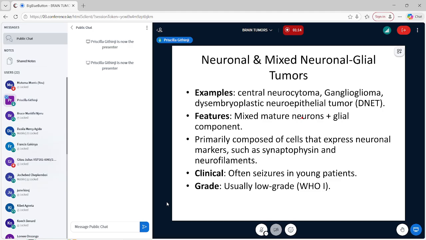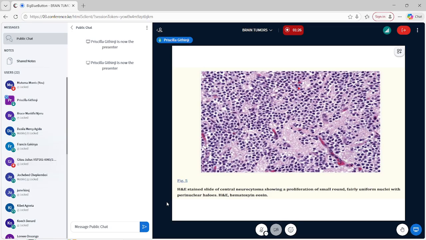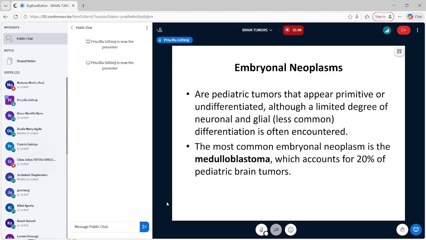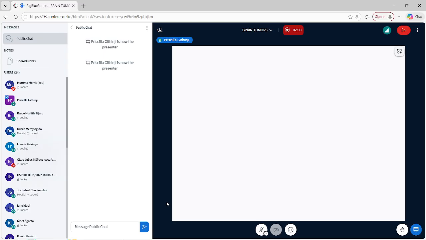This is what a central neurocytoma is. You see these small round cells. And then when you stain them with synaptophysin, it's going to be positive, and this is characteristic of your central neurocytoma. Then we have your embryonal neoplasms, and these are pediatric tumors that appear primitive or undifferentiated, although a limited degree of neural and glial differentiation is often encountered. The most common embryonal neoplasm is the medulloblastoma, which accounts for 20% of your pediatric brain tumors.